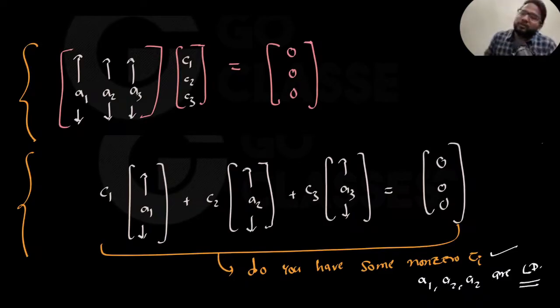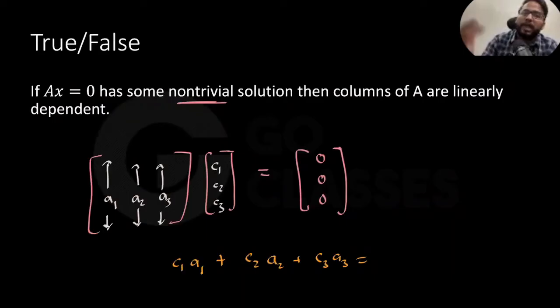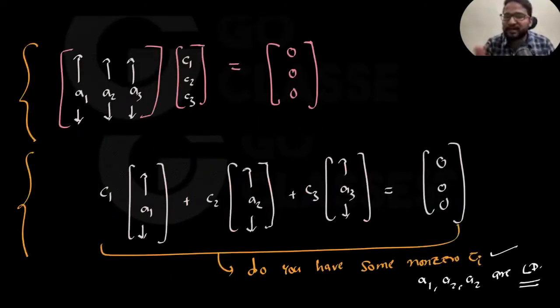Let me know if you have understood this particular question or not. Yes, Jigar Patel is saying that it means we have Ci which is not equal to 0. Yes, that's a very nice observation. Everyone has understood this. They are saying that there is some non-trivial solution, it means there is some non-zero Ci.